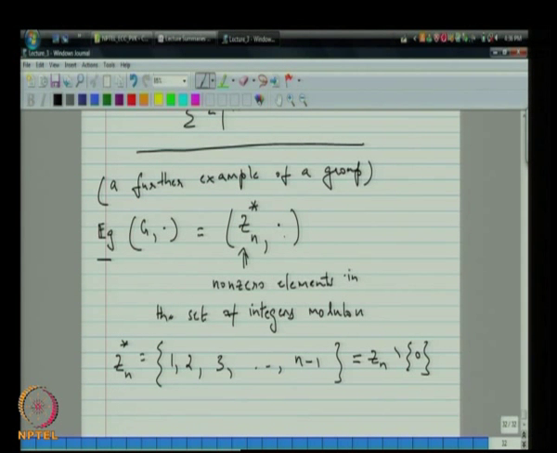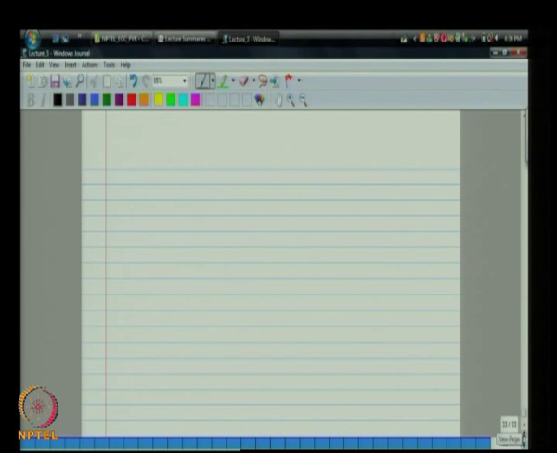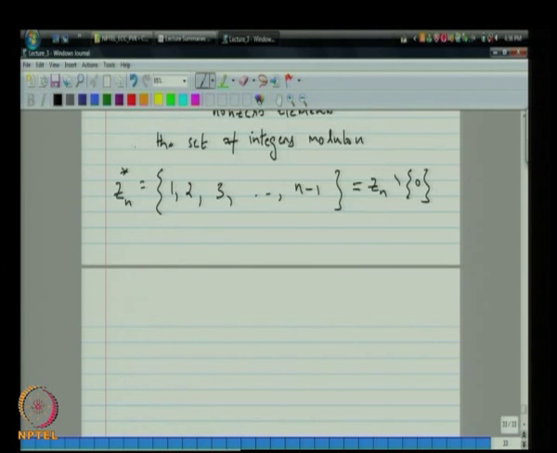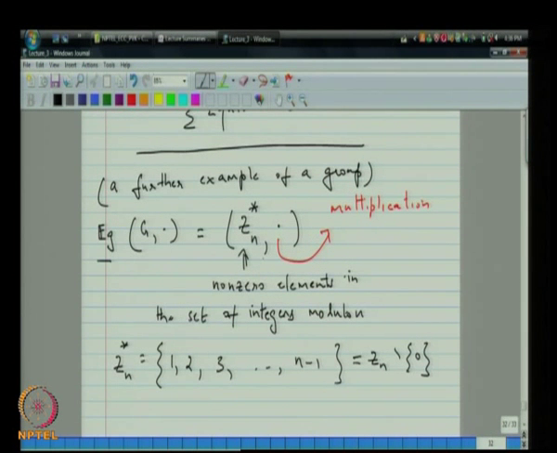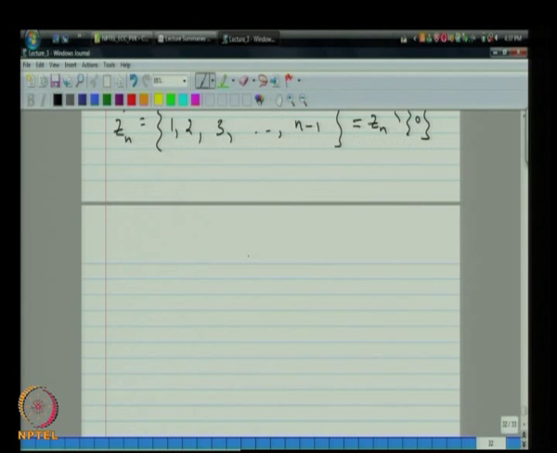And here this operation is multiplication. Earlier we had looked at addition, but this time we are going to look at multiplication as our operation. Of course, one question is, well, what is n? n is an integer. So, we will look at an example within an example. Let us say we look at the case when n is equal to 6.